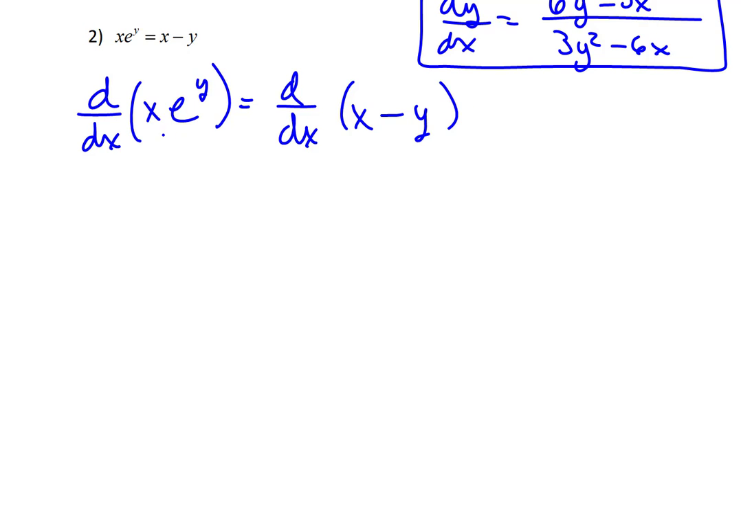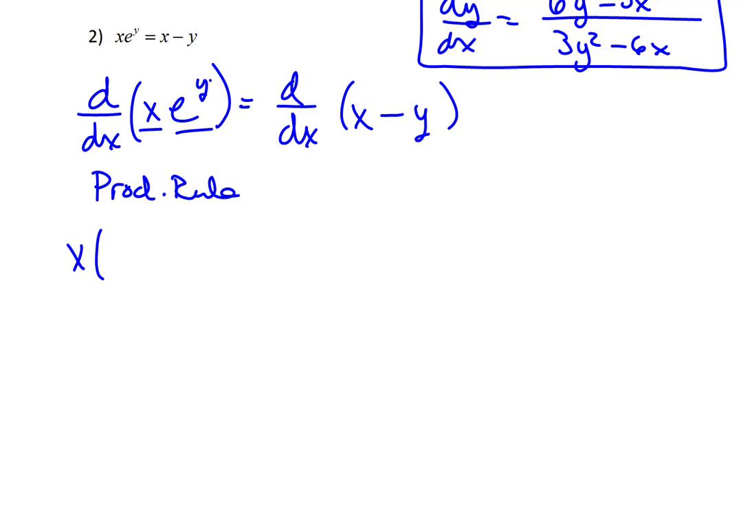Then on the left side, I have this x times e to the y. For that, I'm really going to need the product rule because that's a product of two functions, which means I have first, x, times the derivative of the second. Now, the second is e to the y.